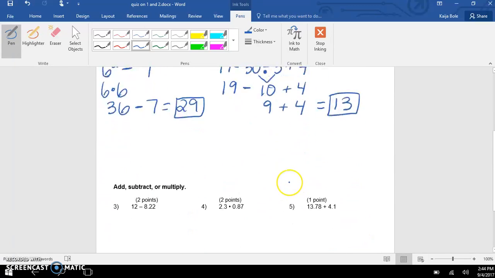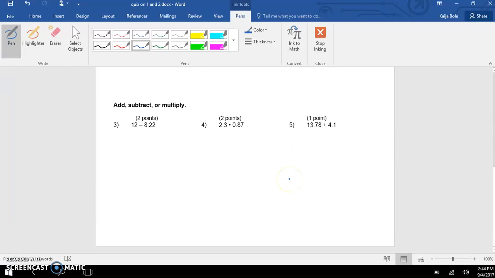Alright, and then moving down to the bottom half, we've got add, subtract, or multiply. So for number 3, we have 12 minus 8.22. So first, we need to line up our decimals. So we're going to bring down our numbers and rewrite them. So we have our 12 minus 8.22. And here's where you definitely need to add those zeros after the decimal on 12.